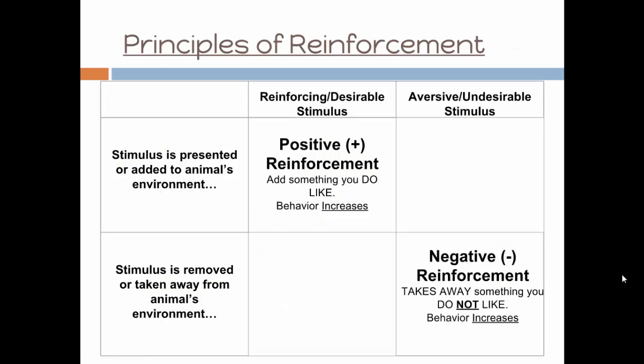Here's another chart here that you can look at. Positive reinforcement is something that is desirable. It's given to, the stimulus is presented into the organism's environment, making the behavior increase. Negative reinforcement is going to take away something that the organism does not like. Taking something away is negative. Reinforcement is increasing a behavior. So we'll talk more about this when we return to class.